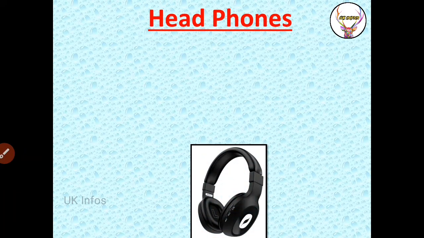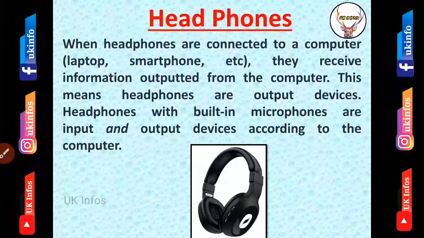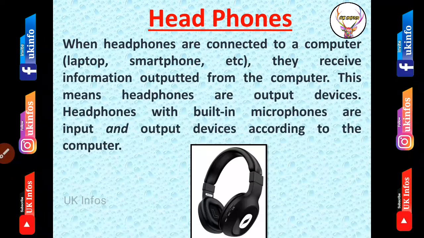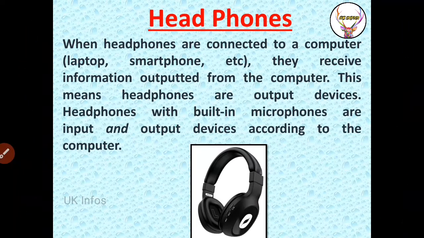Next example of an output device is headphones. This is called headphones. When headphones are connected to a computer, laptop or smartphone, they receive information outputted from the computer or the device. This means headphones are output devices. Headphones with built-in microphones are input and output devices according to the computer.